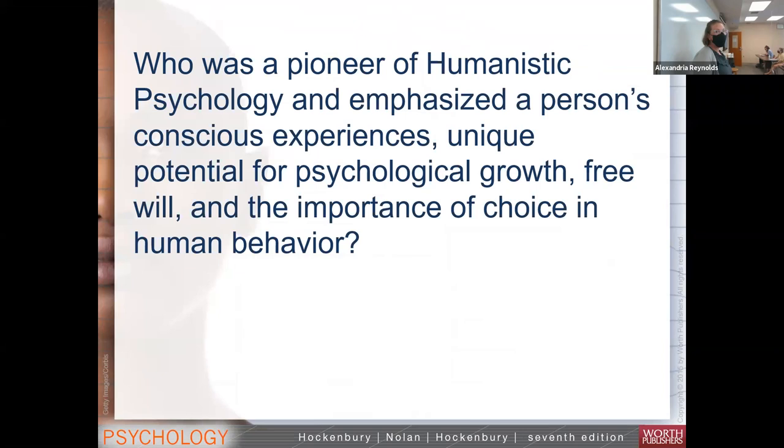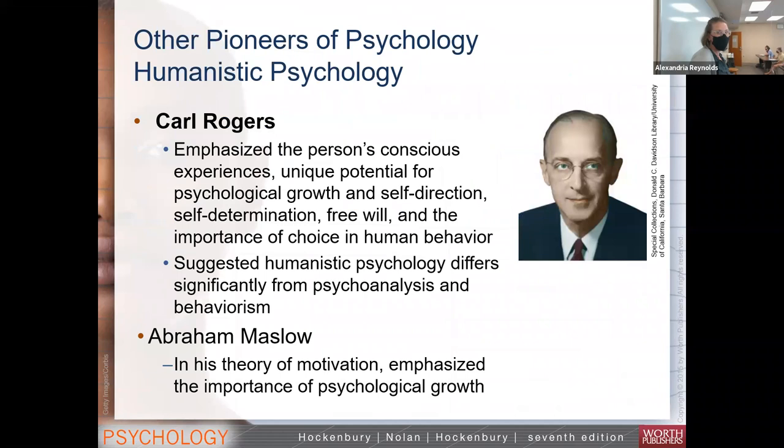Who was a pioneer of humanistic psychology, emphasized a person's conscious experiences, unique potential for psychological growth, free will, and importance of choice in human behavior? Carl Rogers. Oh, we got an answer in there. You had a 50-50 chance, okay? It's Carl Rogers. So we're going to talk about two humanistic psychologists, Carl Rogers and Abraham Maslow. Rogers was the answer to the question because he did do those things.